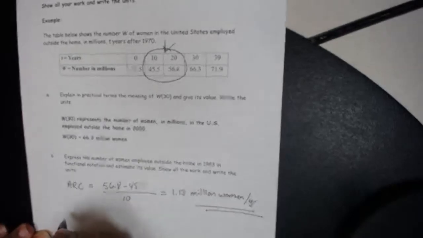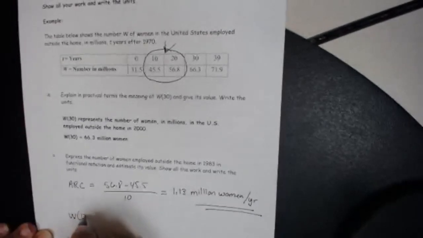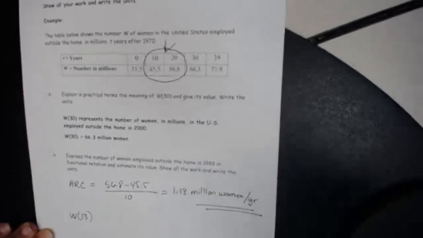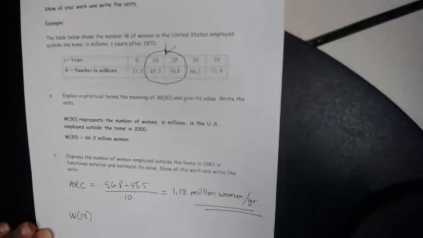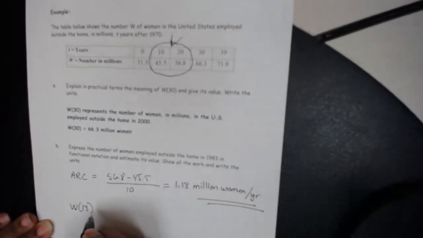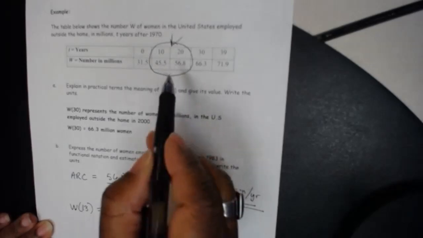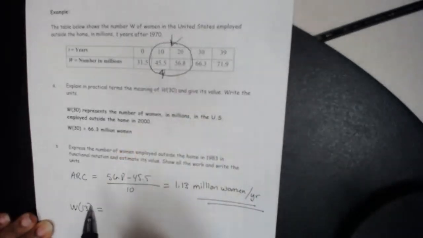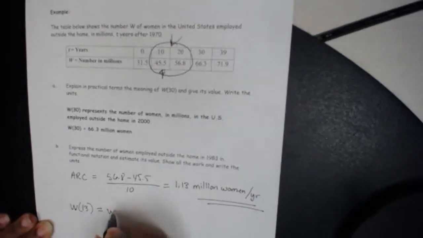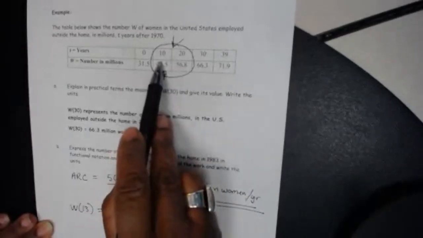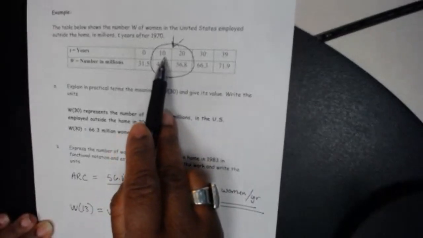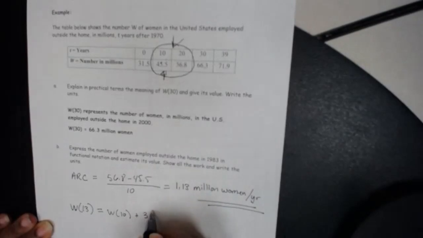Now I can find W of 13. This is function notation. W of 13, that's function notation. That is what I'm going to find out right now. So that equals, since it's between 10 and 20, I'm going to start with my base, 45.5. So it's W of 10 plus, since 13 is 3 years after 10, it's 3 years later. So I get 3 times the ARC.